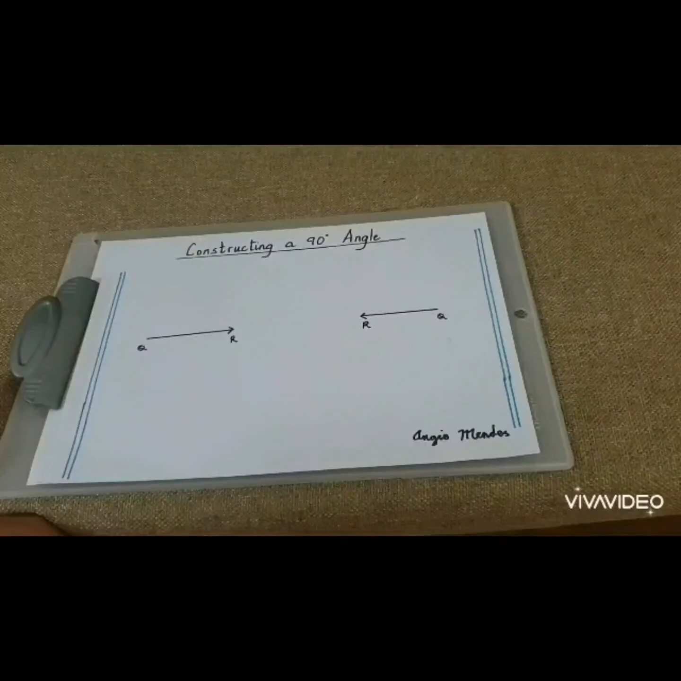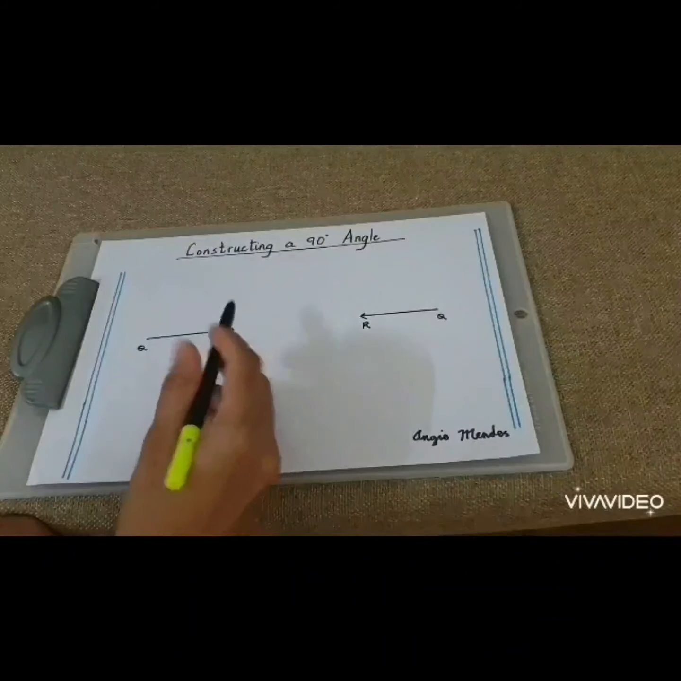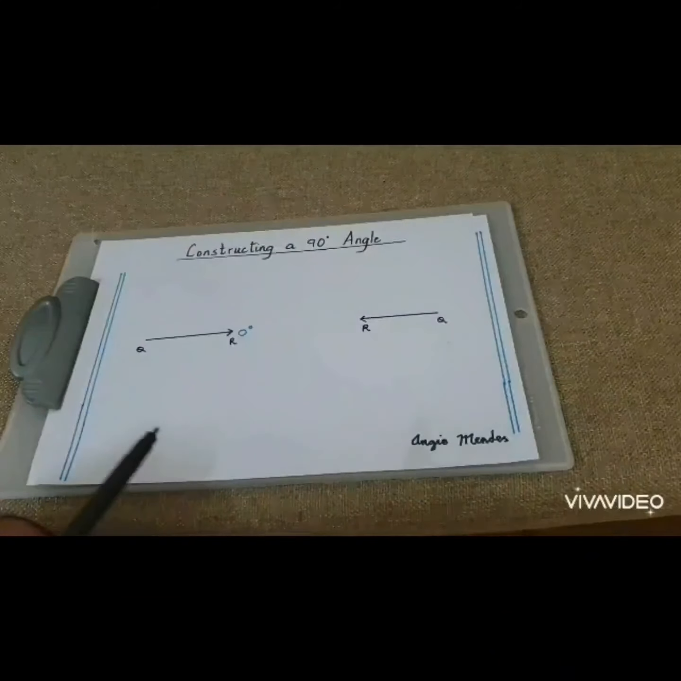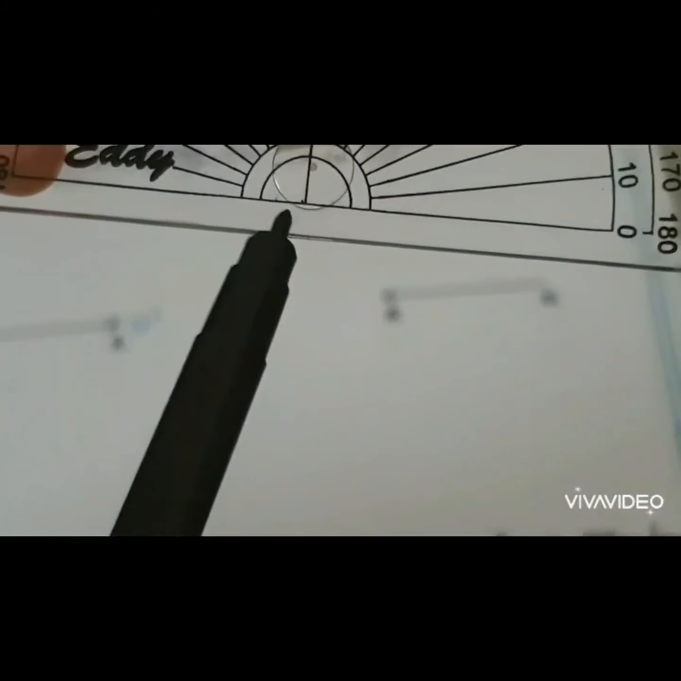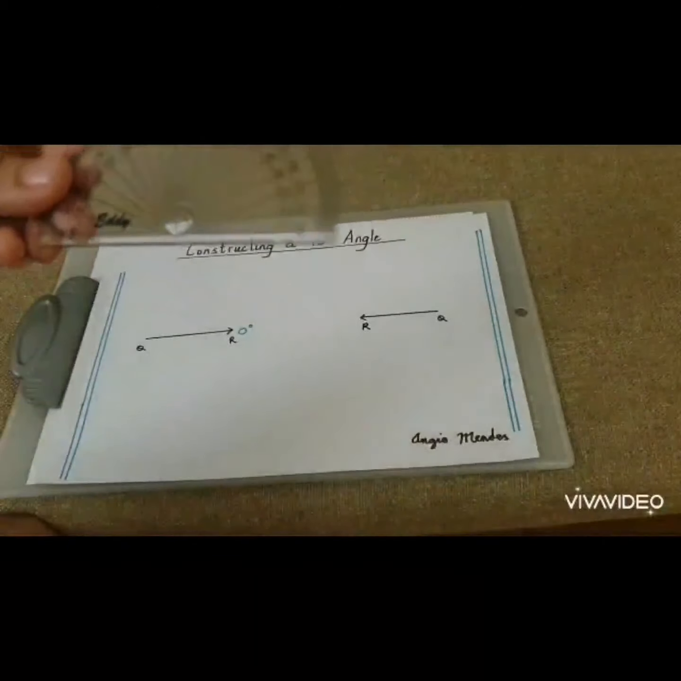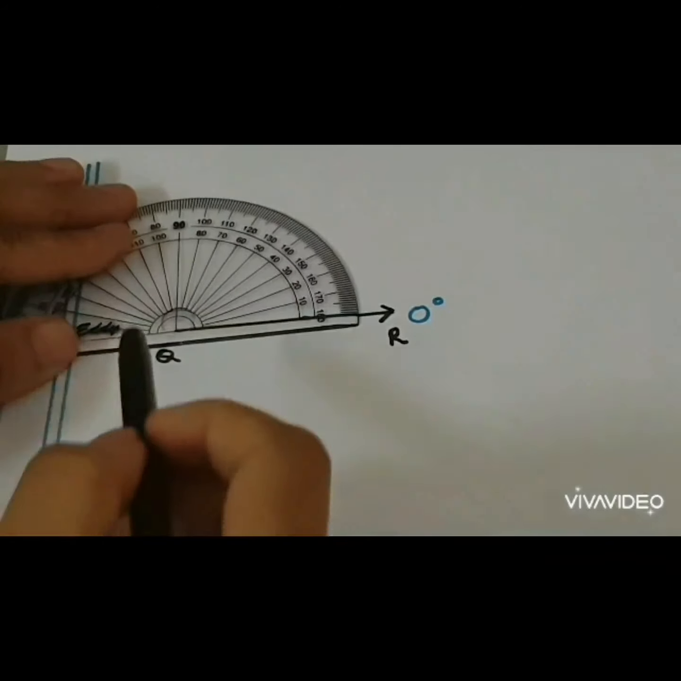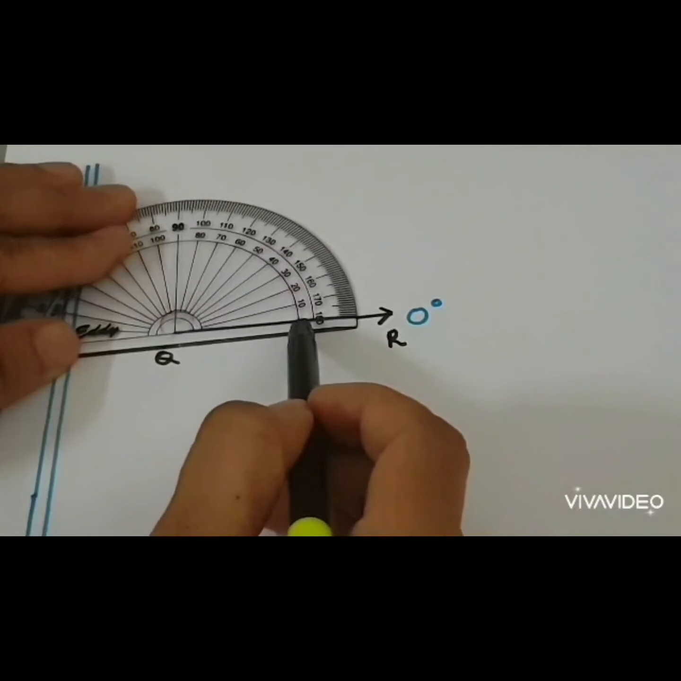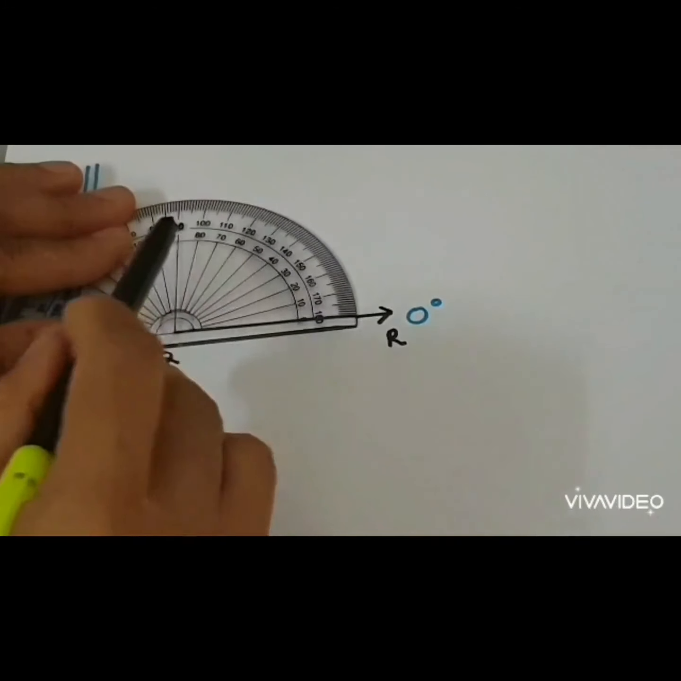In the same way, we will be constructing a 90-degree angle. We will draw a ray QR and mark 0 degrees since the ray is extending towards your right. Locate the center point of your protractor and place it on point Q. Align the base line of the protractor with the ray QR. Since 0 degree is written towards your right, locate 0 degree on the scale of the protractor.